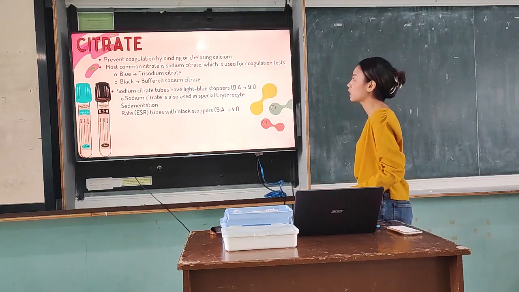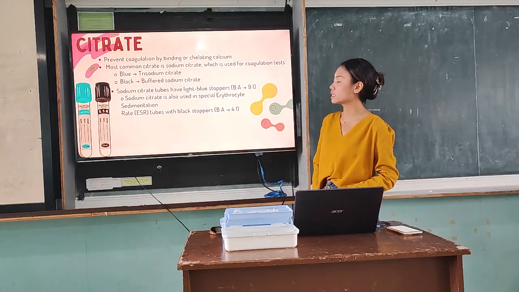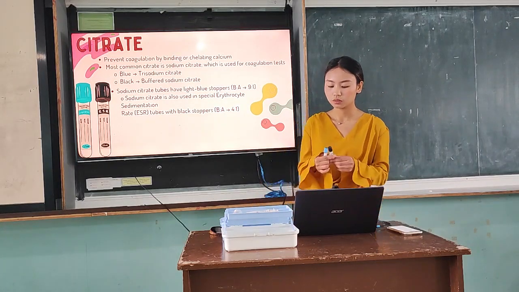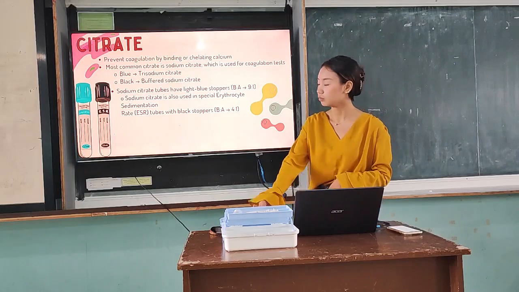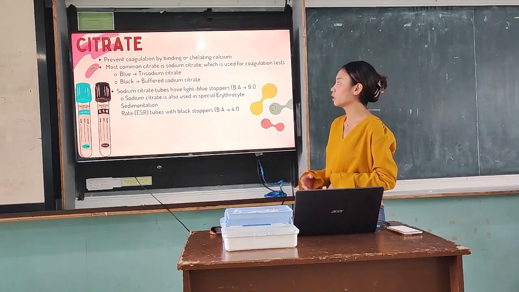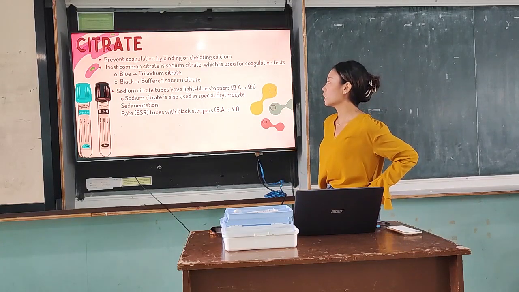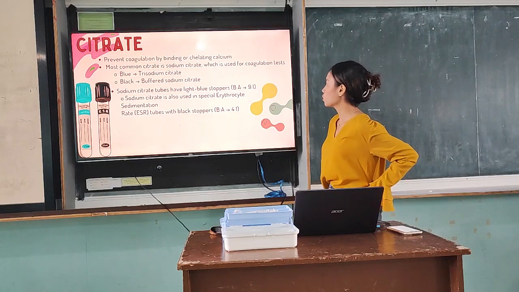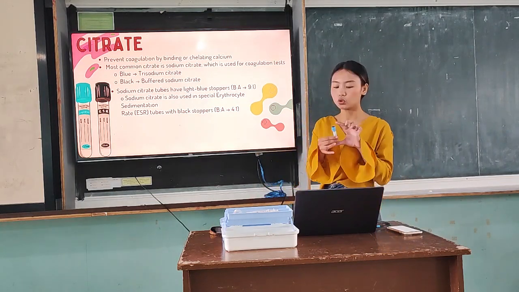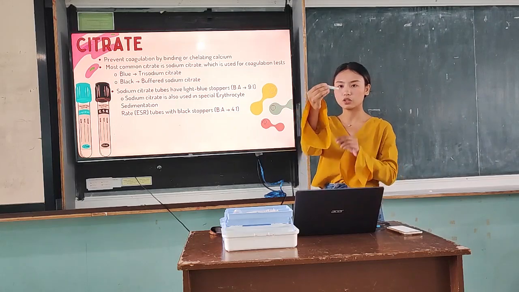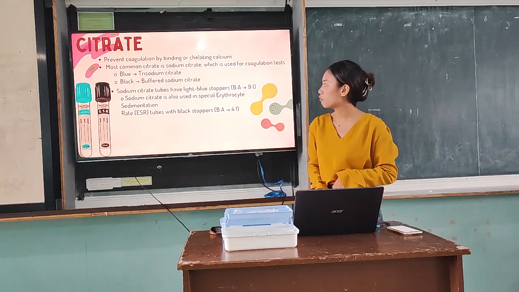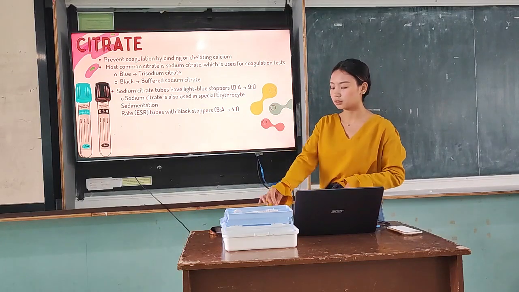Next, we have citrate. Yung tube dito is blue and black. So the citrate prevents coagulation by binding or chelating calcium, just like the EDTA. The most common citrate is sodium citrate, which is used for coagulation tests. For blue, we have trisodium citrate. As you can see here, meron siyang anticoagulant. We have black for sodium citrate.